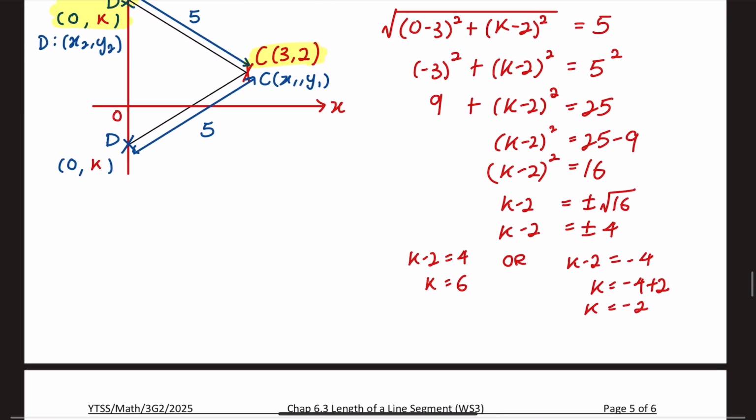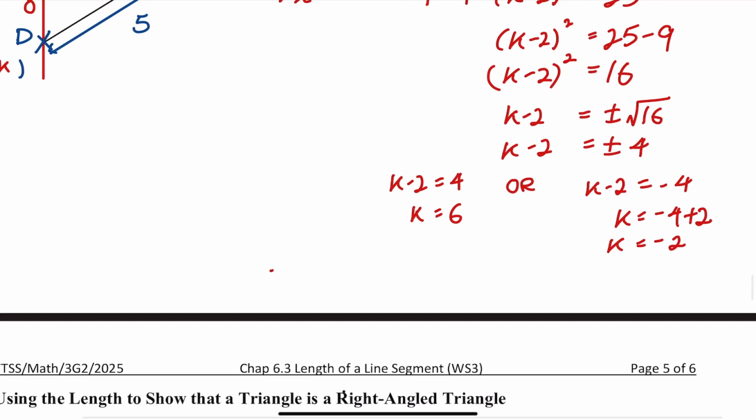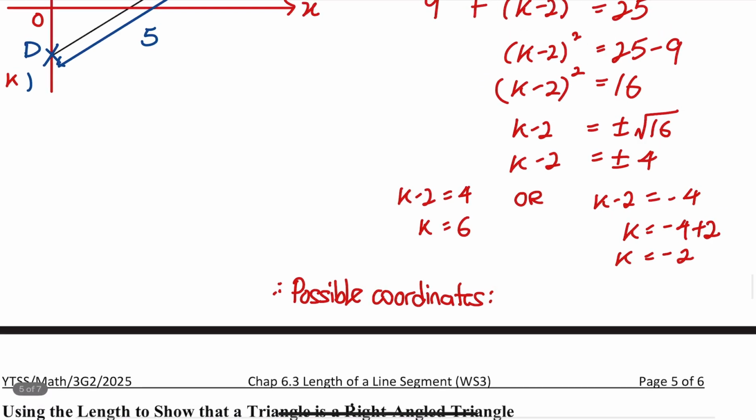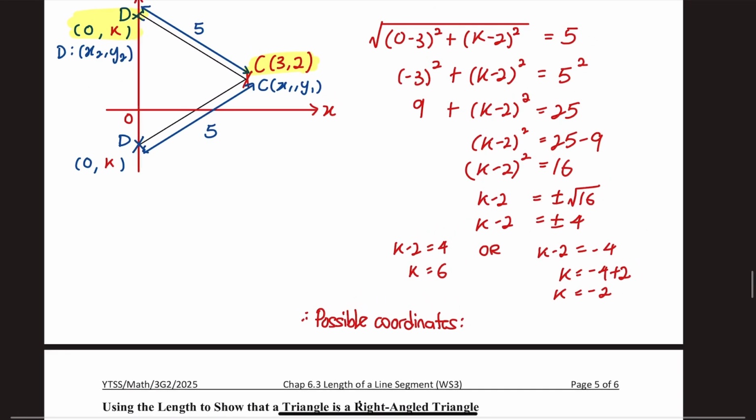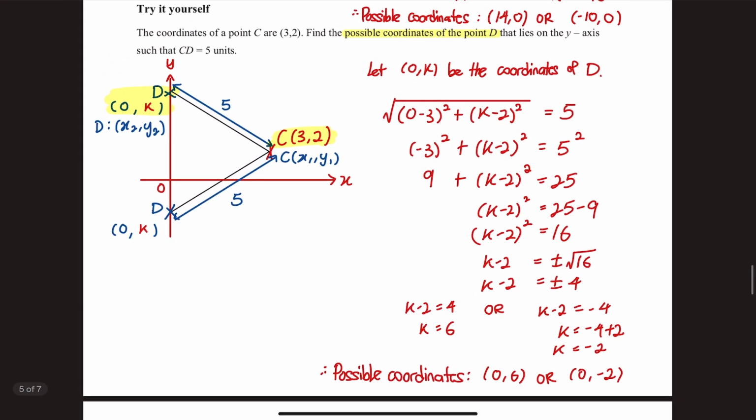Okay, therefore, answer the question. Find the possible coordinates of point D. Therefore, possible coordinates means your final answer should be bracket something comma something. Possible coordinates is simply over here. I know that k can be 6 or negative 2, so it will be 0, 6 or 0, negative 2. Okay, and this is for this example here.